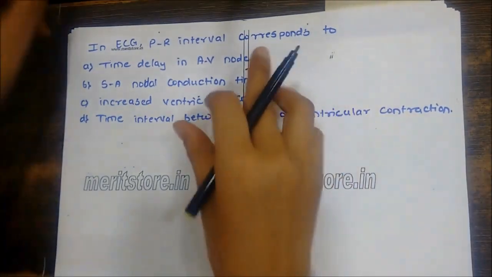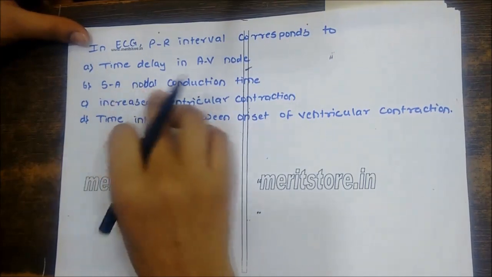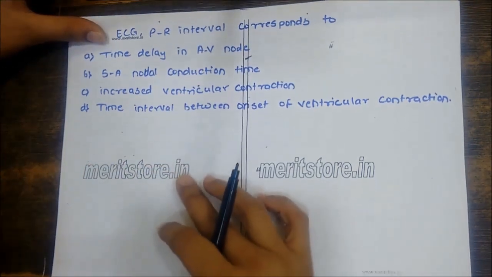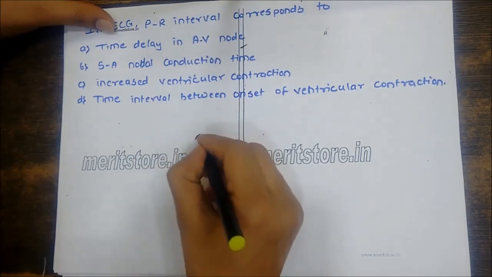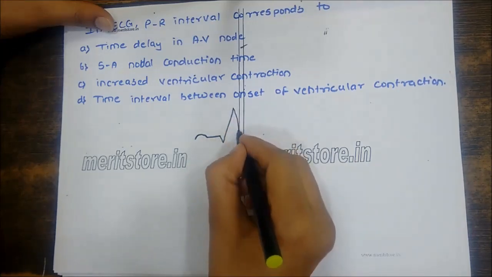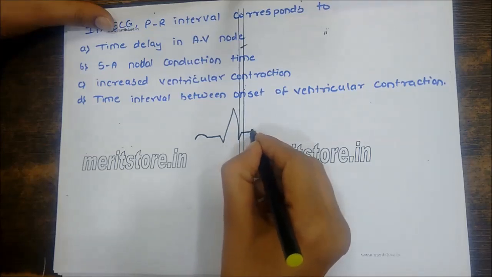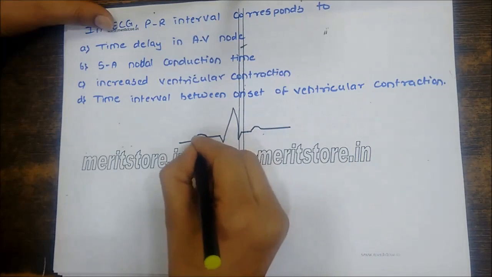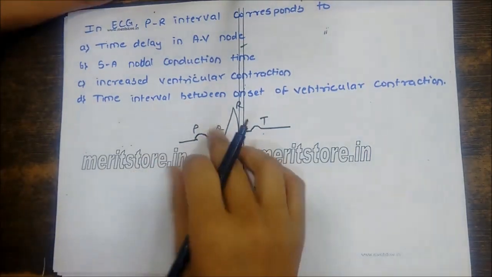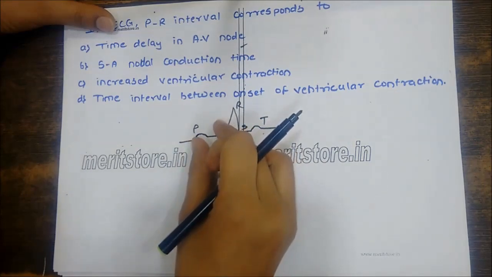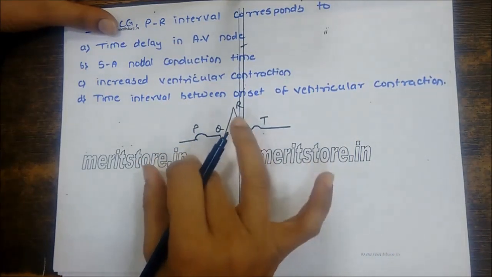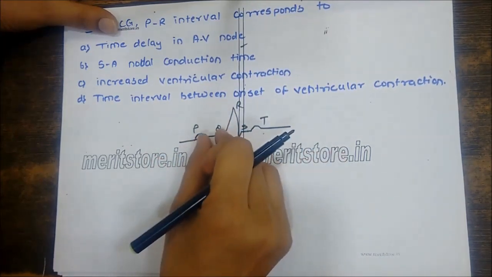In ECG, PR interval corresponds to: A. Time delay in AV node, B. SA nodal conduction time, C. Increased ventricular contraction, D. Time interval between onset of ventricular contraction. So we'll draw the diagram of ECG. This is P, Q, R, S and T. In ECG, the PR interval is the time from the beginning of the P wave to the beginning of the QRS complex. So this is the time lag.